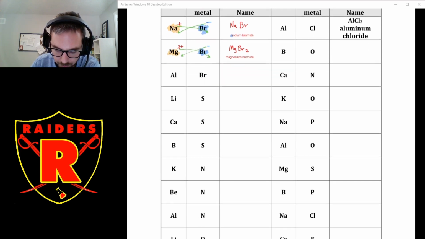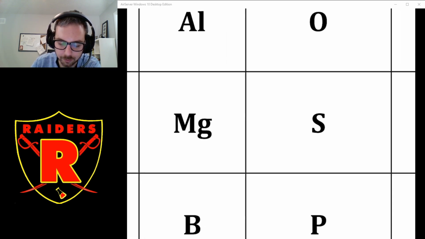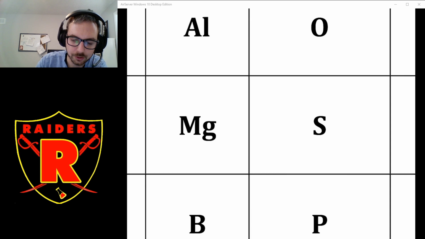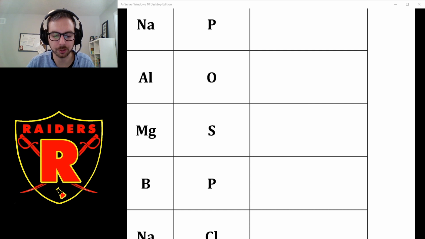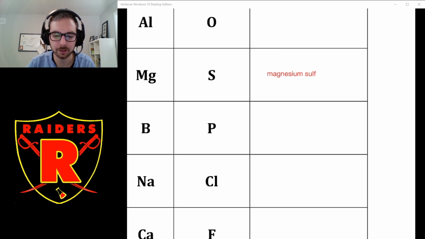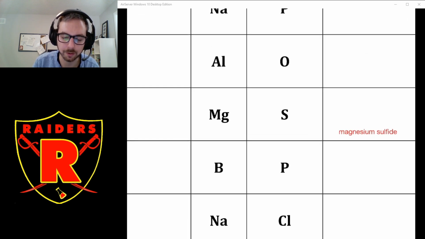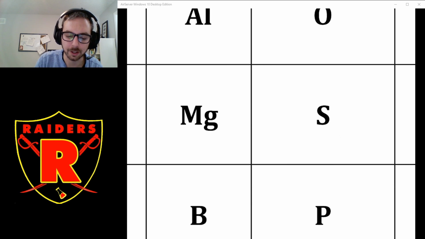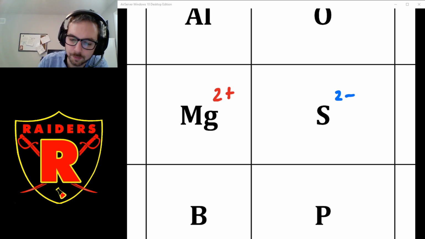Okay, I'm going to do one more here. This is a tricky one because this requires a little bit of additional thought. So magnesium and sulfur, you put them together. Again, you just name the ions. It's pretty straightforward. This is just going to be magnesium sulfide. And then, if you want to write the formula for magnesium sulfide, magnesium is in group 2, so it's going to become 2+. Sulfur is in group 16, so it's going to become 2-, because it's going to take 2 electrons.